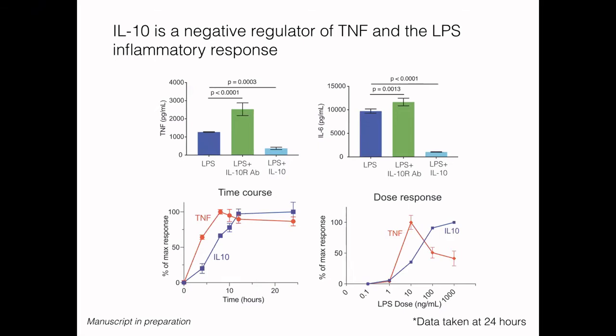Over time, TNF rises first and IL-10 follows. And in the dose response, we see that TNF is activated at lower doses, but as the doses increase, IL-10 is activated more and TNF goes down, and we would infer this is because of negative regulation by IL-10.